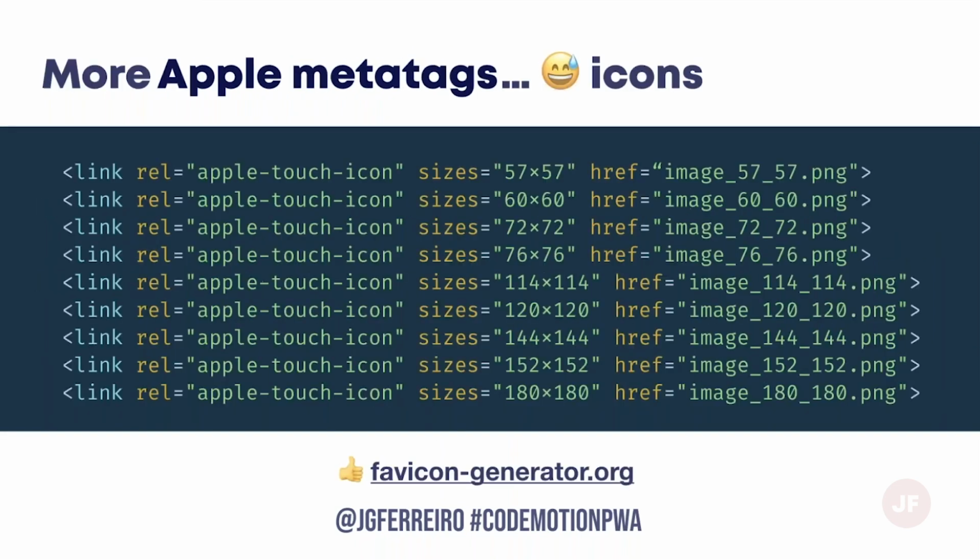And then more Apple meta tags, specifically for the images. I particularly use favicongenerator.org. It's a really great website where you drag and drop your icon, and it generates all the manifests as well as all the different icons and all the different sizes, which is really nice. And most of the time I use that, to be honest.